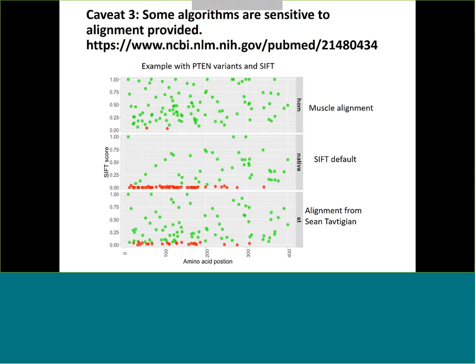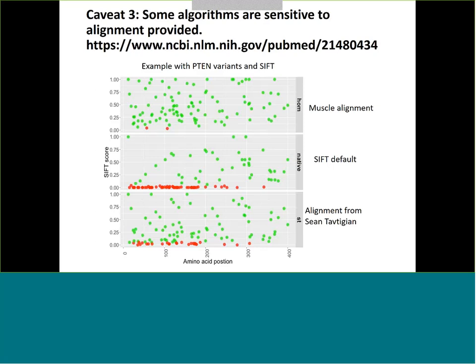This is just to demonstrate PP10. I used 3 different alignments and got the SIFT scores, which are sensitive to alignment. You can see, red means a pathogenic variant, and green is a benign variant. For the same variant, along each column, there are widely fluctuating results depending on the alignment. So you need to have a curated alignment for a given gene to get good results. Otherwise, you will get an erroneous assertion.